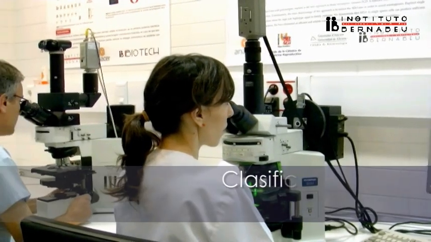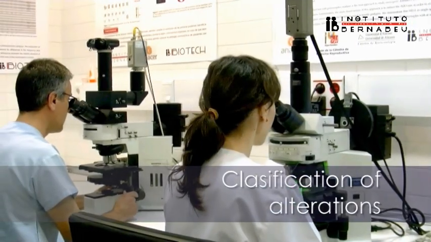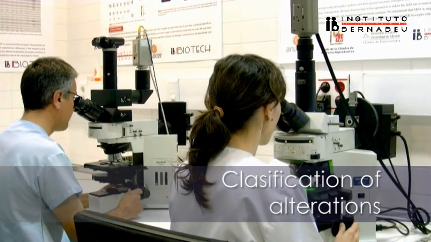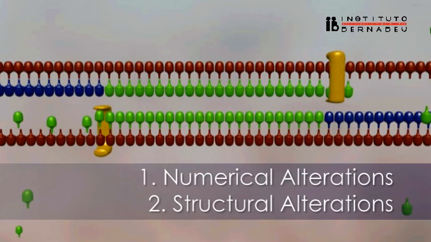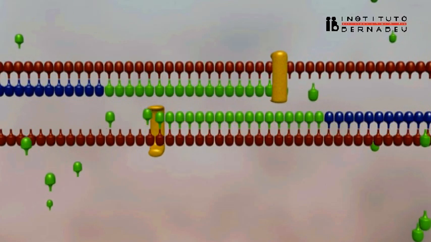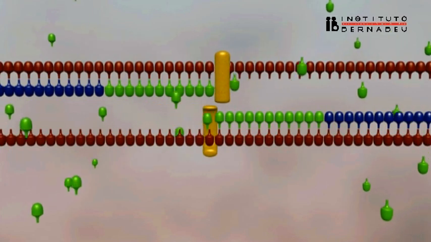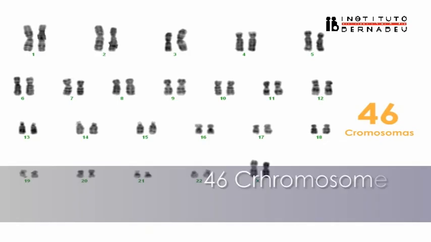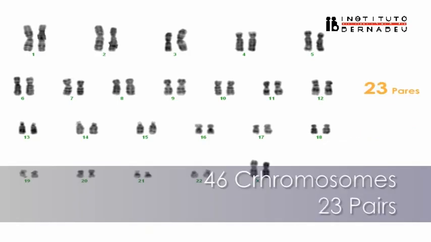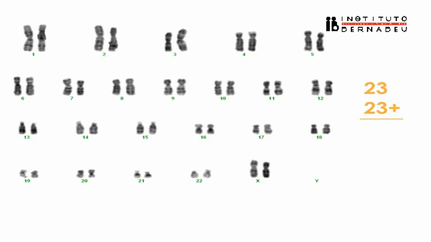The alterations detected in a karyotype can be classified into two categories: numerical alterations and structural changes. The number of chromosomes is characteristic of each species. Human beings have 46 chromosomes in 23 pairs in the nucleus of every cell in our bodies.